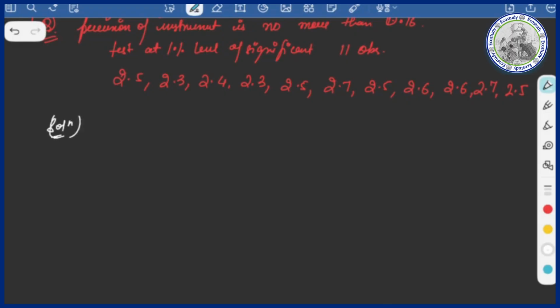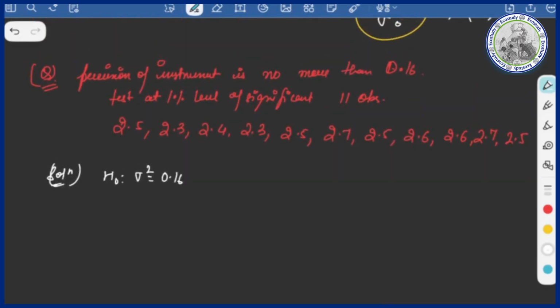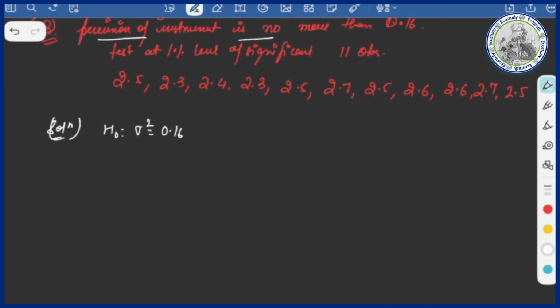The null hypothesis is sigma square is equal to 0.16. Why? It is given that the precision of the instrument is not more than 0.16. So the null hypothesis is that, and the alternate hypothesis is sigma square greater than 0.16, because it is written that the precision of the instrument is no more than 0.16.